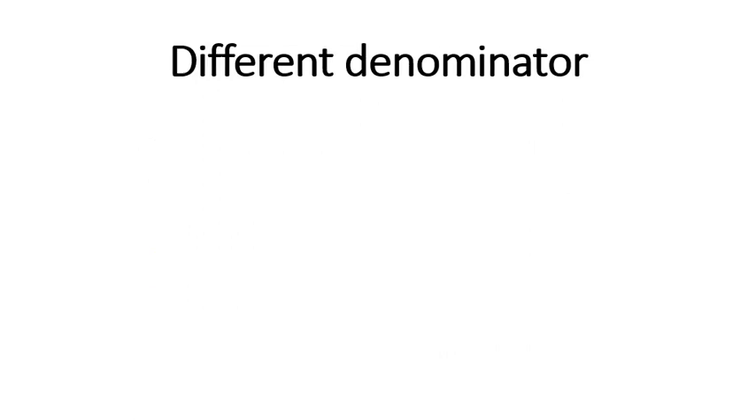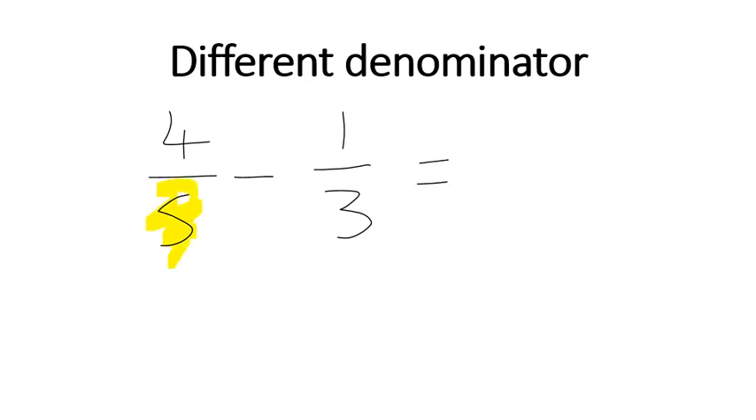Moving forward to different denominators. So I will use this question as an example. 4/5 subtract 1/3. So as we can see, our denominators are different. We've got 5 and we've got 3. So we need to find a number that both of those go into, so a common multiple, as it's known.